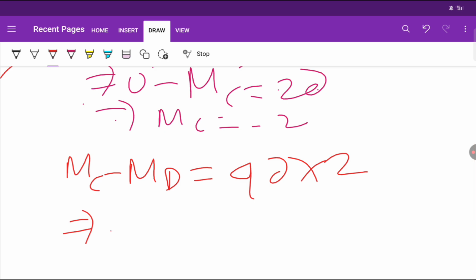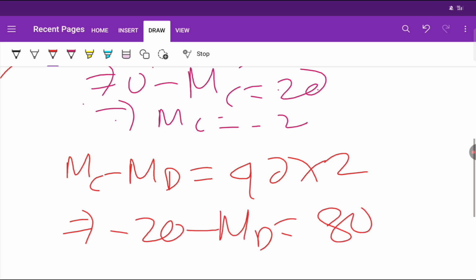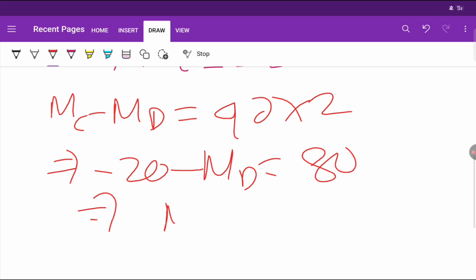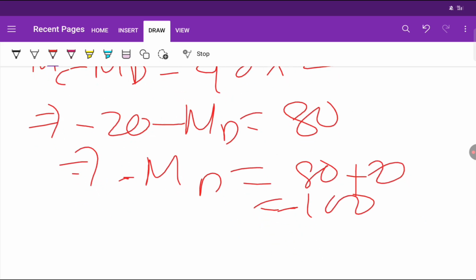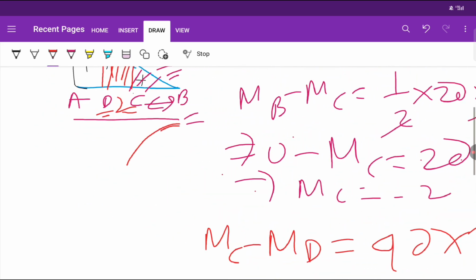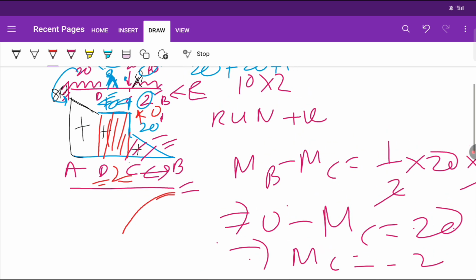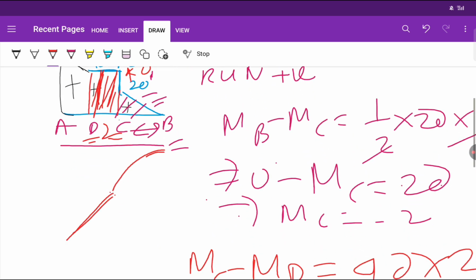Value of MC is equal to minus 20, minus MD equals 80. So the value of MD will be minus 80 minus 20, that is minus 100. The shear force diagram here is a rectangle, so the bending moment diagram will be a triangle, since the shear force is a rectangular diagram.